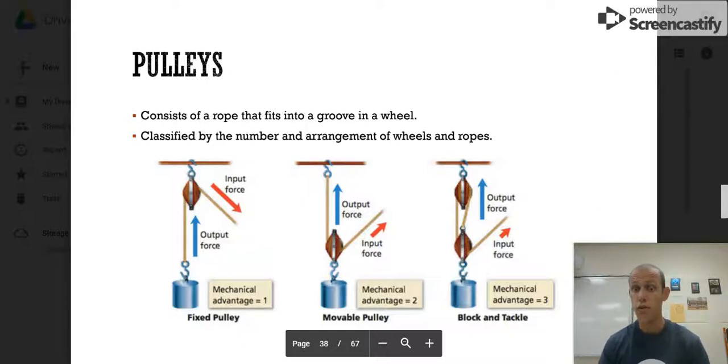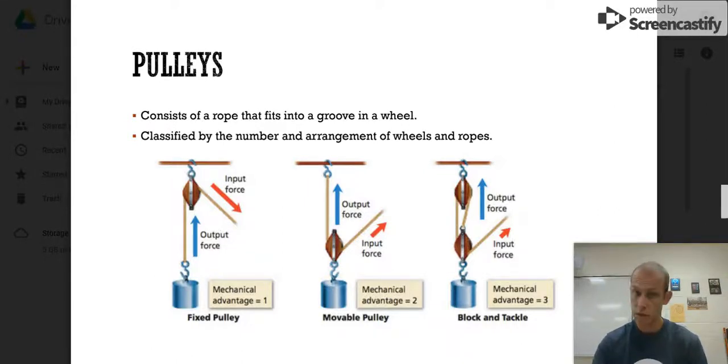I would have to pull it 3 times the amount though. So if I wanted to go up 1 foot, I would have to pull it 3 feet in order to do that. But again, less work. That's what we're going for, less work.